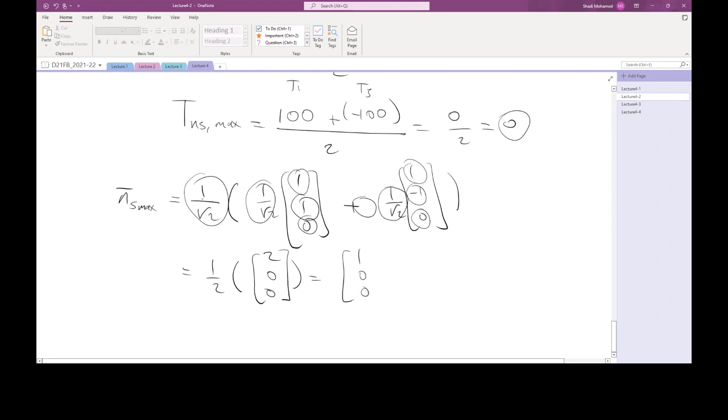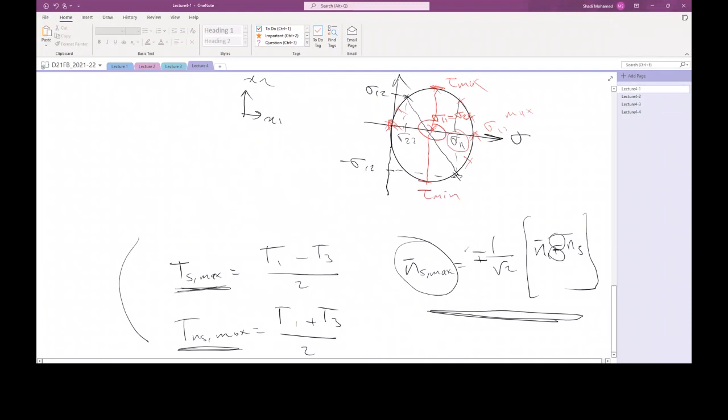Now, I have here plus and minus, so I'm just going to add the plus and minus here. I said here you have the plus and minus signs. Okay, so I've been able to identify 2 planes where the shear is going to be maximum.